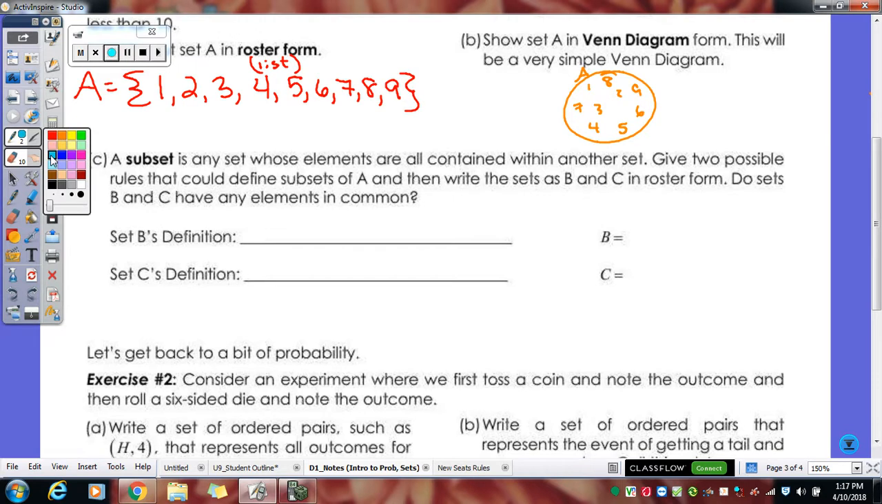A subset is any set whose elements are contained within another set. So give 2 possible rules that could define subsets of A, then write the sets as B and C in roster form. Do sets B and C have any elements in common? So for example, you could write all integers greater than 3. That would be an example of a subset from set A.